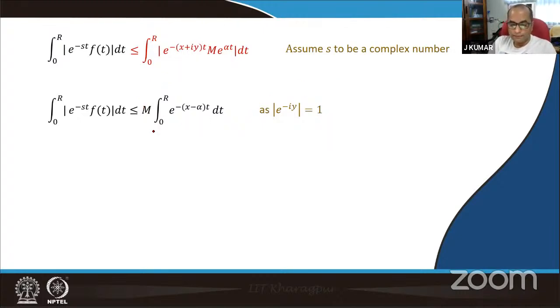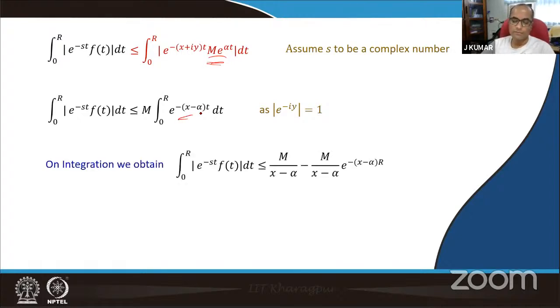So once we have this integral, and this was exactly the idea of exponential order and piecewise continuity, so that we can write our function as m e power alpha t, we can then integrate this easily, and this integral will make sense whenever x is greater than alpha, because then the exponent is negative. When r goes to infinity, this will vanish and the integral will make sense.